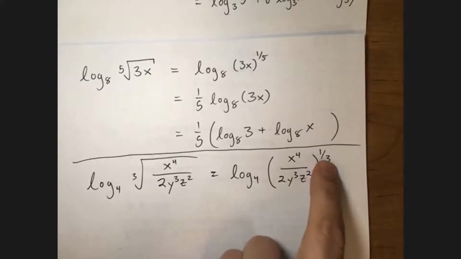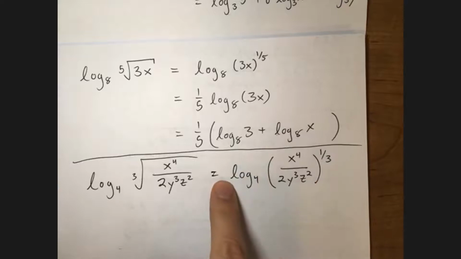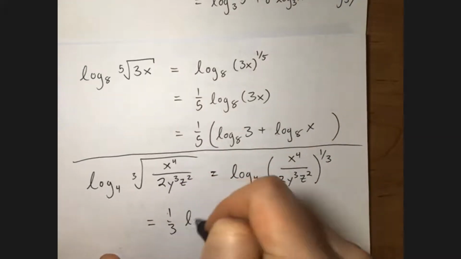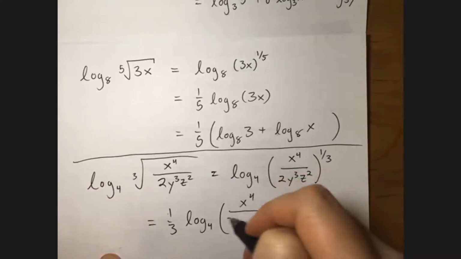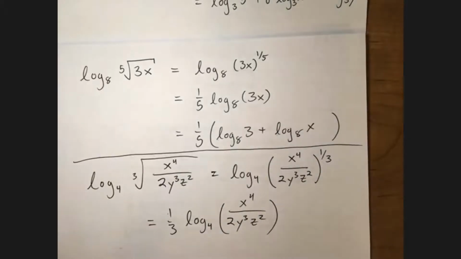And because it's a power inside a log, I can pull the power out front. So that's the same as this. So that's using the power property. Just bring the exponent in front. Now, what do I have next?